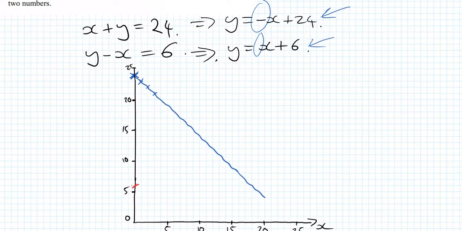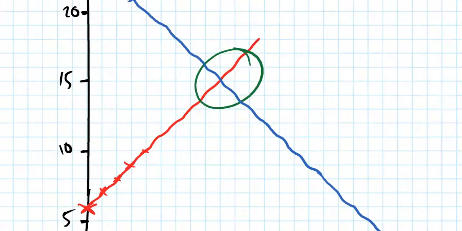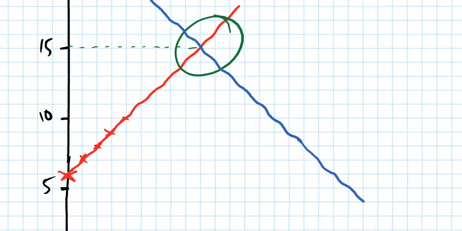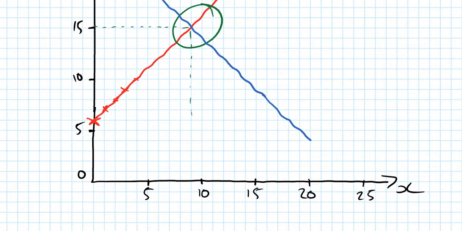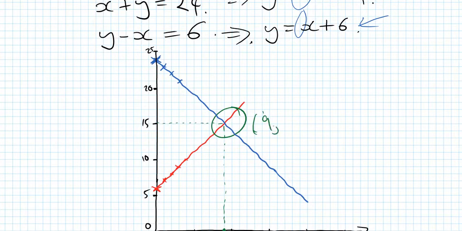Then we'll draw the other one. This one starts at 6 because that y-intercept is 6. Every time I go one across, I'm going to go one up. So our next point is going to be like this. And once I've drawn a few crosses, I can clearly see the pattern that is happening. And so I have, look, got my intersection point. This is the point where both those equations are going to work. So what's that going to be? Well, I can go across to find the y coordinate of 15. If I go down, I've got that x coordinate of 9. So this is the point 9, 15.